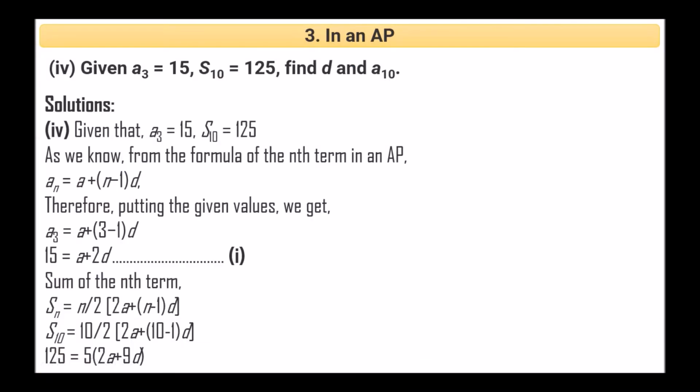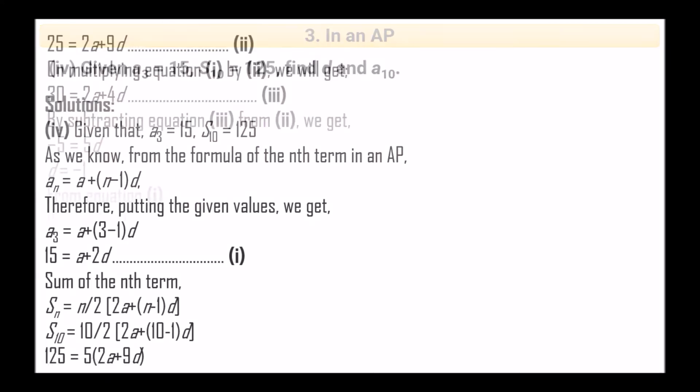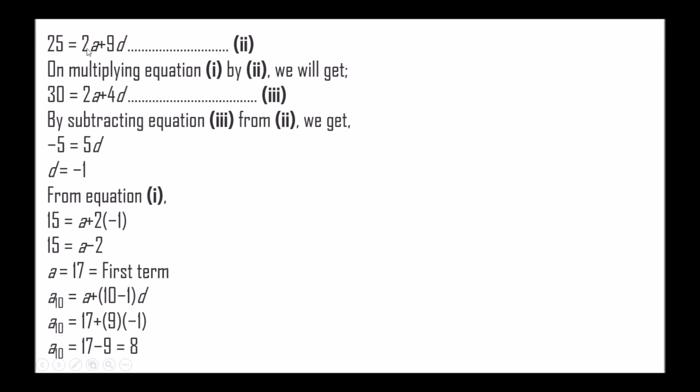Next, A3 is given 15, S10 is given 125. Find D and A10. Okay, so we will put the formula of An and put the values in that. So we will get the first equation as 15 equals A plus 2D. Now the sum of n terms, that is 125 equals 5 into (2A plus 9D). So 25 equals 2A plus 9D, that is our second equation.